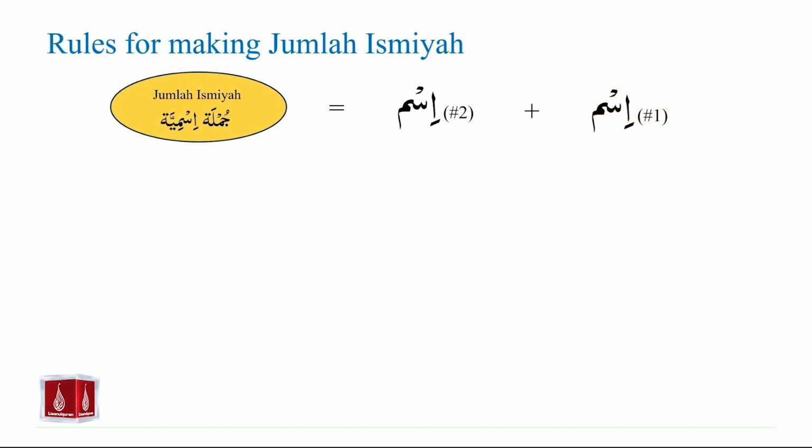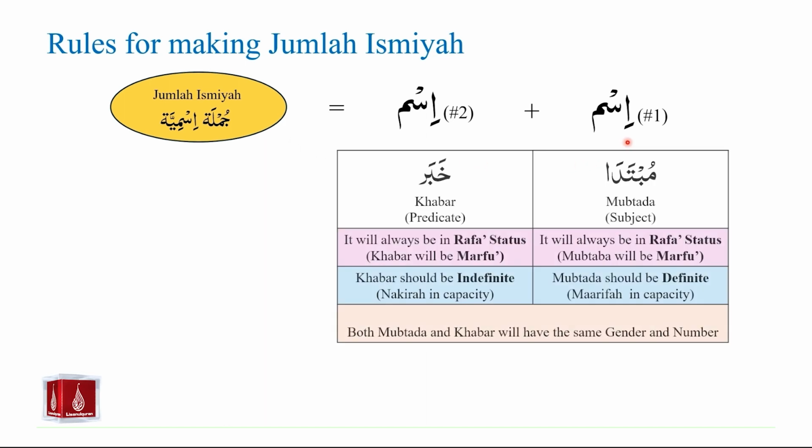We will now study the rules for making jumla ismia. In order to make jumla ismia, we need at least two asma. The first ism is called mubtada and the second one is called khabar.